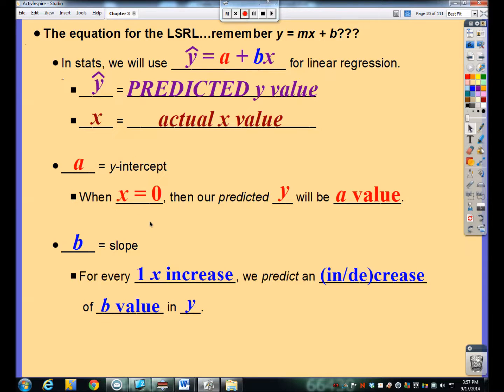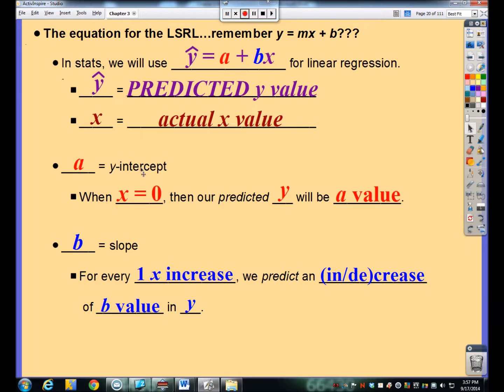Now, if you remember how to interpret the y-intercept, that was the point on the graph where the line, or really any graph, it didn't have to be a line necessarily, but when we did y equals mx plus b, we were doing lines. But the y-intercept for lines was when the line crossed through the y-axis. And if a line crosses through the y-axis, that means that the x value had to be 0.